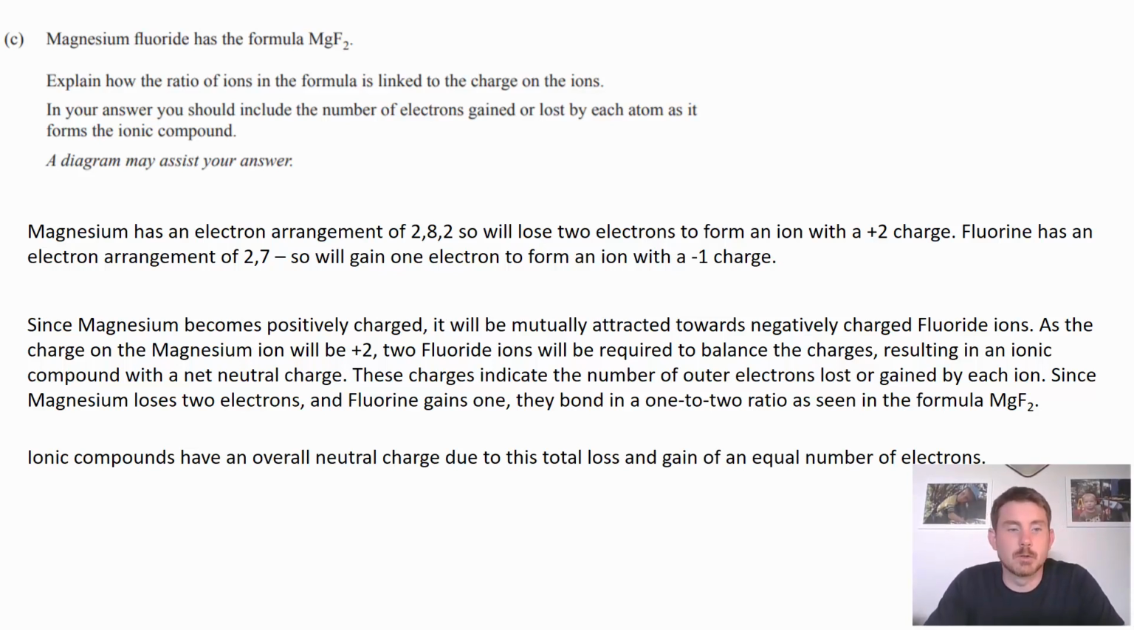I've just added this little note at the bottom. Ionic compounds again have an overall neutral charge due to this total loss and gain of an equal number of electrons.